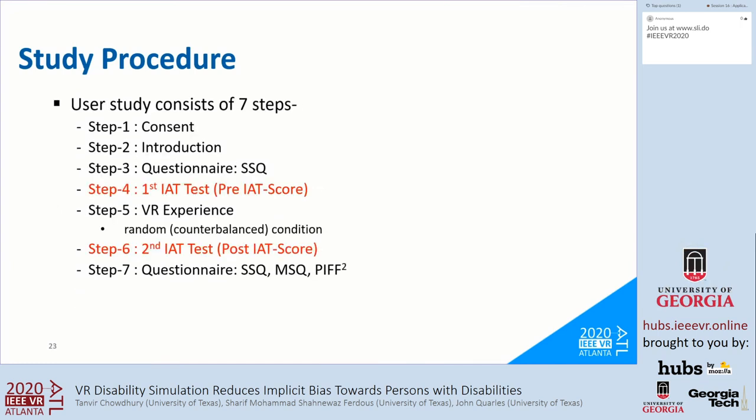The user study consists of 7 steps. Step 1, the participants had to fill up an ethics board approved consent form. Step 2, they were given a brief introduction about the system and were told what they are expected to do in the study. Step 3, they filled up a simulator sickness questionnaire. Step 4, they took their first disability implicit association test. Step 5, they had the experience in a random condition. Step 6, they took the second disability IAT. Step 7, they filled up the SSQ, MSQ and PIF questionnaires.